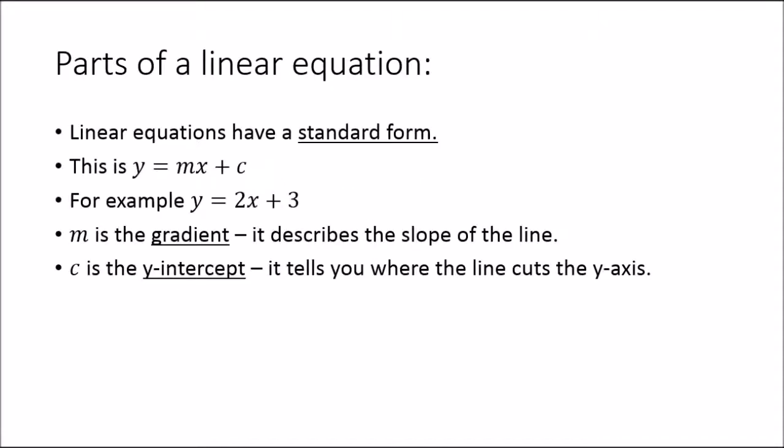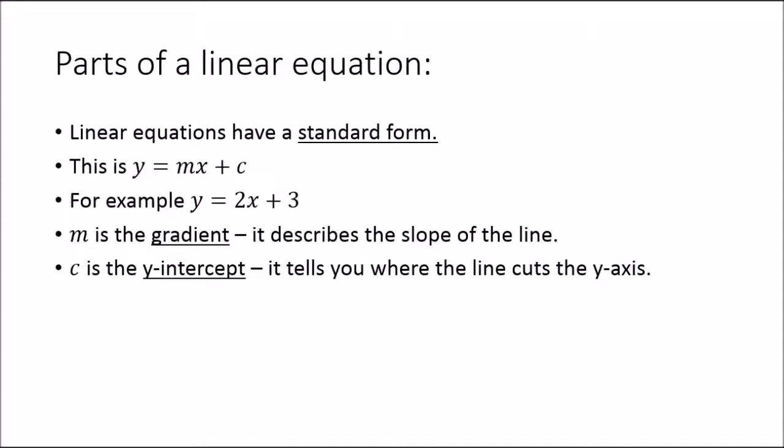Firstly, thinking back to what you've been looking at, the parts of a linear equation. In standard form, we've got y equals mx plus c. m is the gradient, which tells you the slope of the line, and c is the y-intercept, which tells you where the line cuts the y-axis. If you know those two numbers, then you know everything about a linear equation.